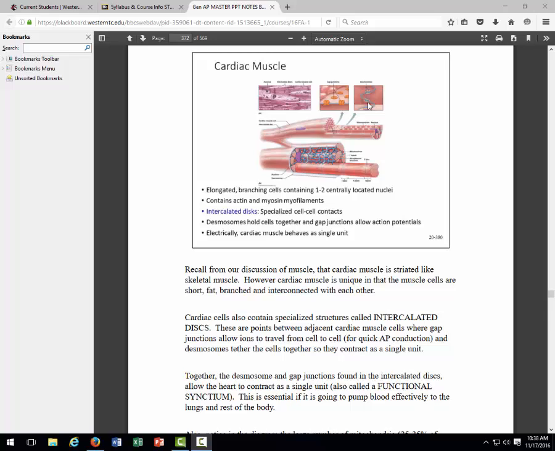So branch cells, lots of mitochondria, one nucleus per cell, and those intercalated discs.